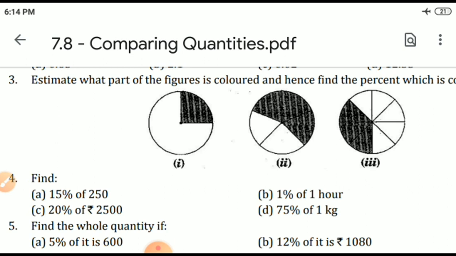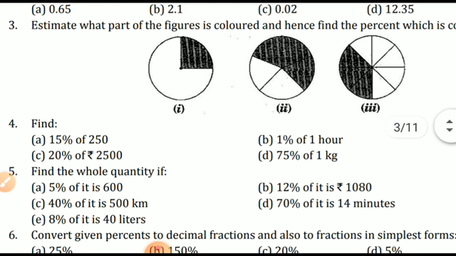Next one, you have to find 15% of 250, and sometimes it is 1% of 1 hour, but you have to know how many minutes are in 1 hour. Or 20% of 2500 rupees, or 75% of 1 kg. We know 1 kg is equal to 1000 grams. These are things we already studied last year: meter, centimeter, kilogram, gram, liter, milliliter, etc.